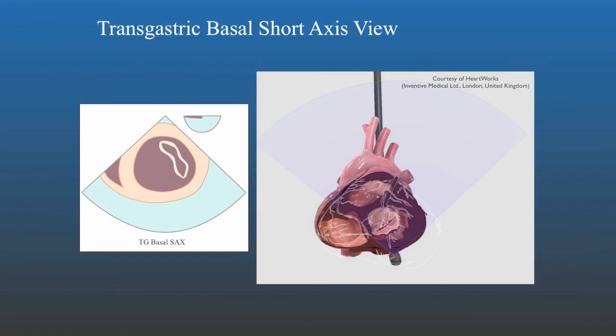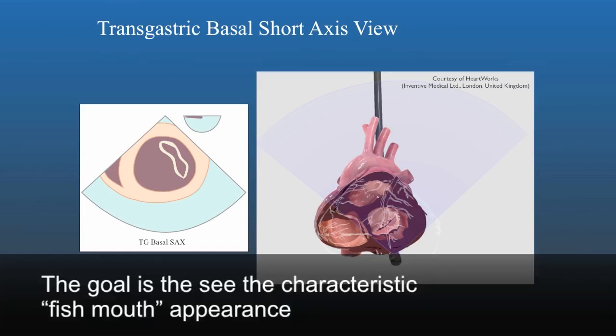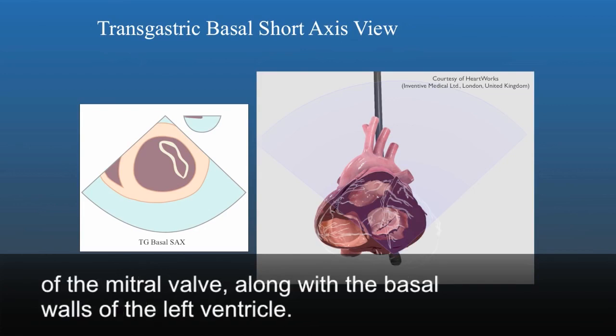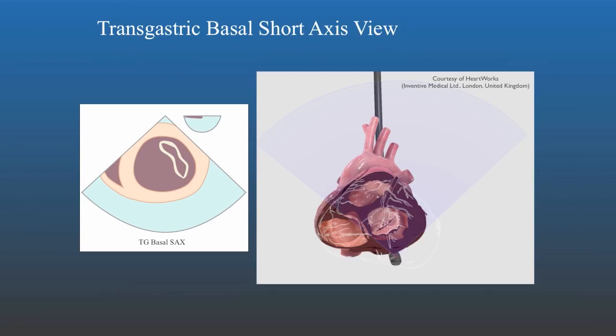The transgastric basal short axis view is obtained by either increasing probe antiflexion from the mid-papillary view or withdrawing the probe slightly from a mid-papillary view and antiflexing. The goal is to see the characteristic fish mouth appearance of the mitral valve, along with the basal walls of the left ventricle. Wall motion of the basal segments can be assessed here.